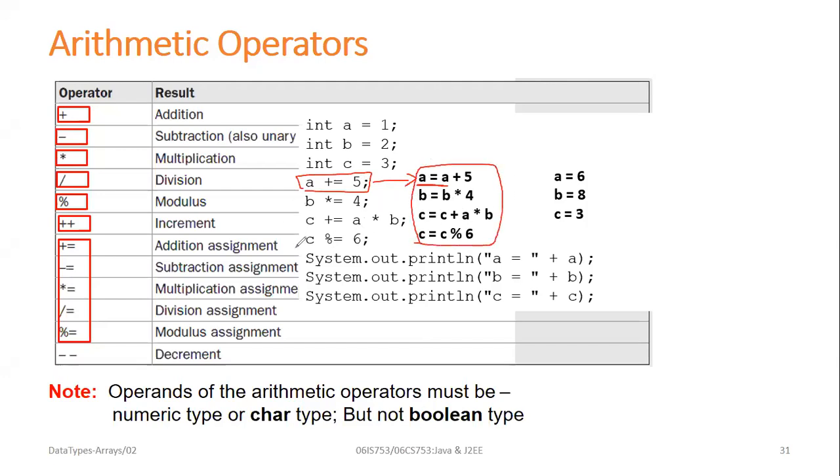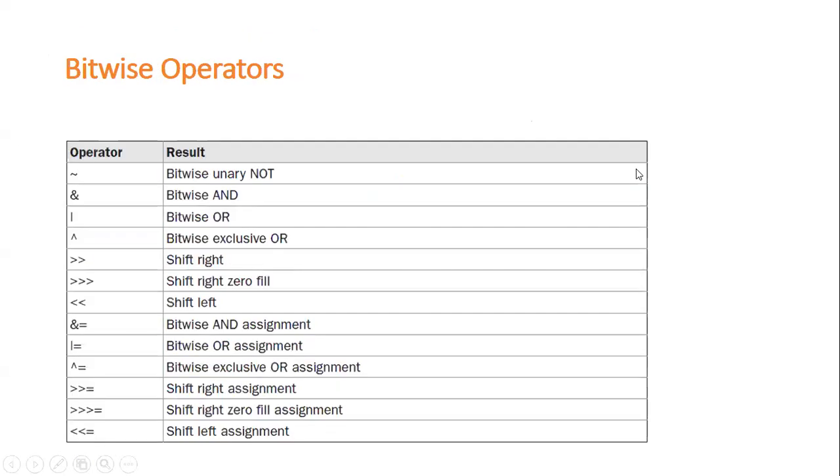All the statements which are written here, both are correct. This is correct and this is correct. We call this compound assignment or shorthand notation. If you write like this also, you get the output. Both are fine. There's no difference. Only one thing, it is a new style of writing. We call this compound assignment or shorthand notation.